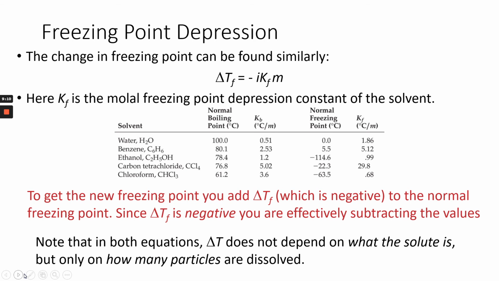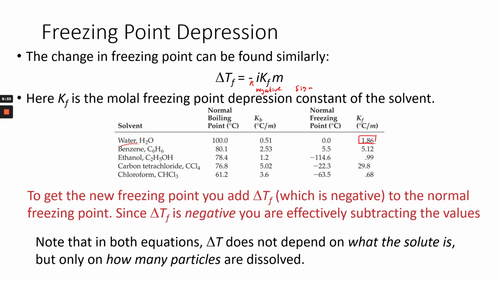The freezing point depression, the equation looks very similar except we have f for freezing and we have a negative sign. The negative sign is in there because we're depressing the freezing point. Okay? So, again, most of the time we're going to be using water as our solvent, and this would be our K_f value for that. Once you calculate your delta T_f, it will actually be negative.